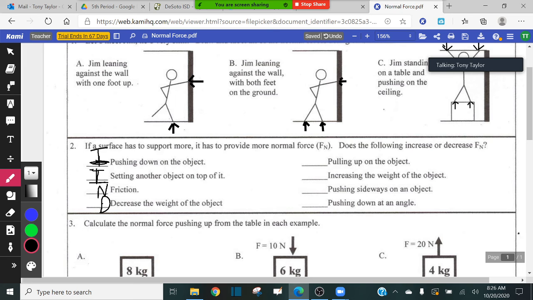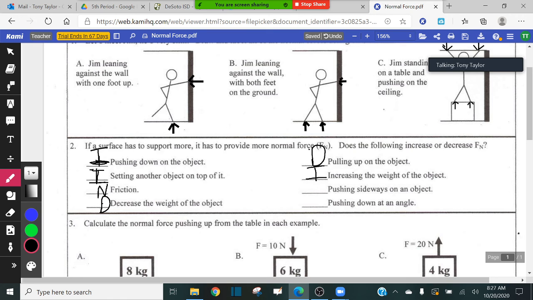Basically if there's less weight, that means there's less gravity pulling down. So we've already talked about this. What if you pull up on the object? So if you have an object, you pull up on it. We also say that decreases the normal force. Increasing the weight of an object, that's obvious. If you increase the weight of an object sitting on a surface, then you increase the normal force acting between the surfaces of those two objects.